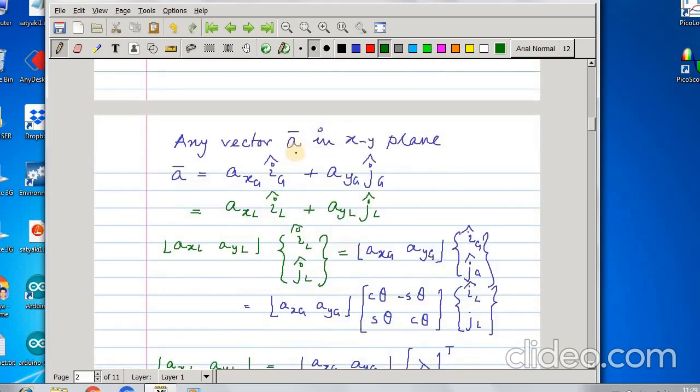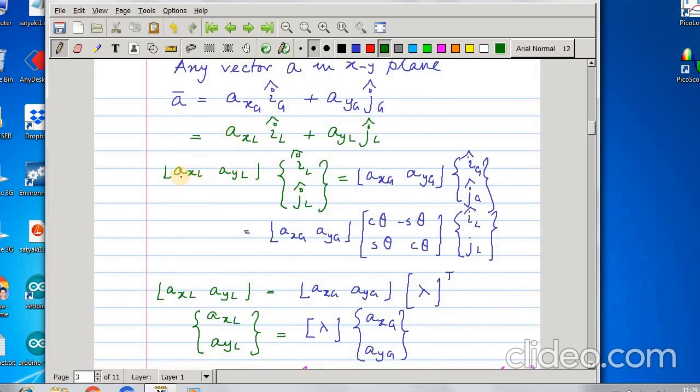Now any vector if you take, say a, that vector can be expressed either in the global coordinate system or in the local coordinate system. So a you can express either like this or like this. So a can be expressed as this in vector notation. This is this into this, or this. So this is a vector, in matrix notation rather it is this into this.